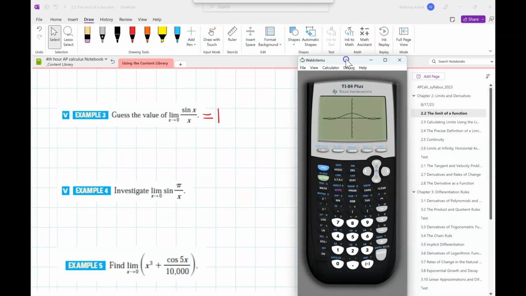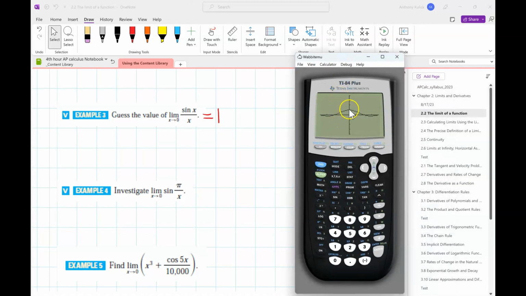Again, I just typed it in and did zoom trig, and I'm pretty happy with just looking at this to say the limit's going to 1, right? If I track along here and I track along there, nothing weird seems to be going on. It just looks like we're heading to 1. That looks good enough to me.